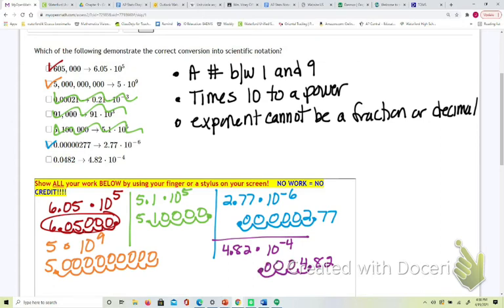So 0.0004. Uh-oh. That only has 1 zero. It doesn't work. Don't select it. Okay, make sure you have all the work in the work area before you submit the question.